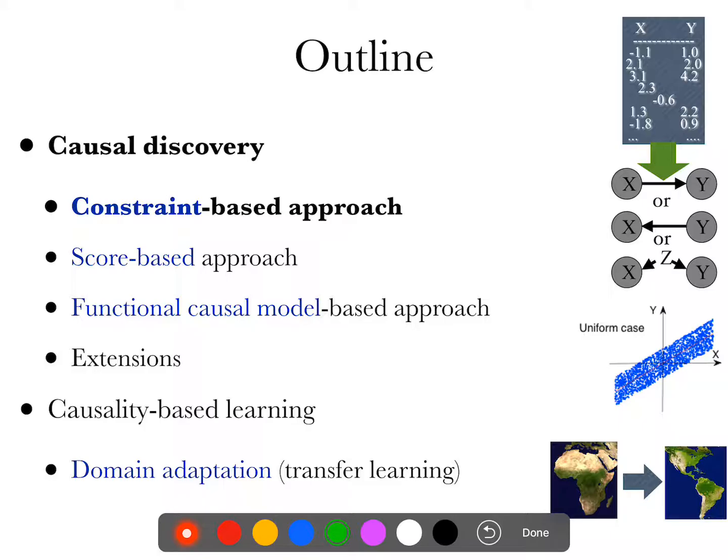Did you learn Bayesian network learning at all? You know, okay, you know something about it. So, what's the difference between Bayesian network learning and causal discovery?